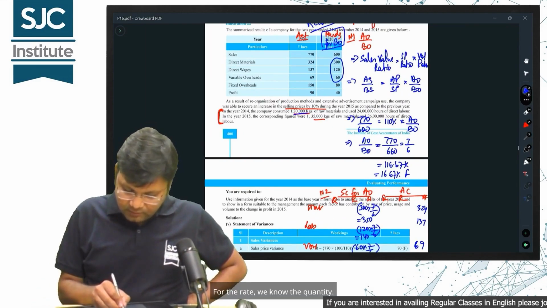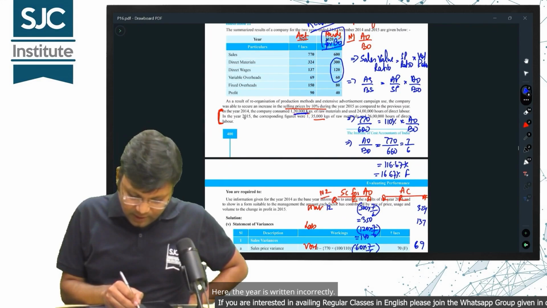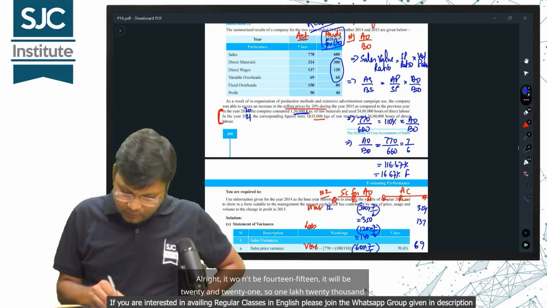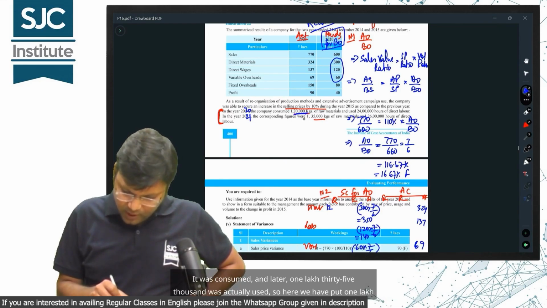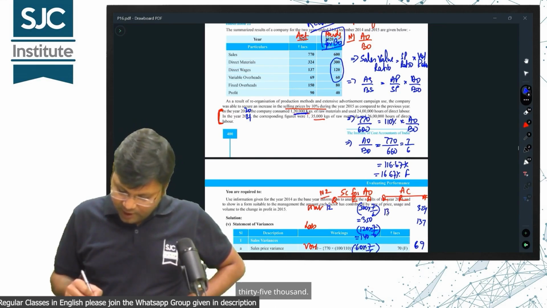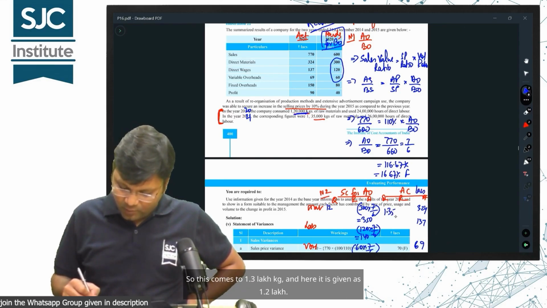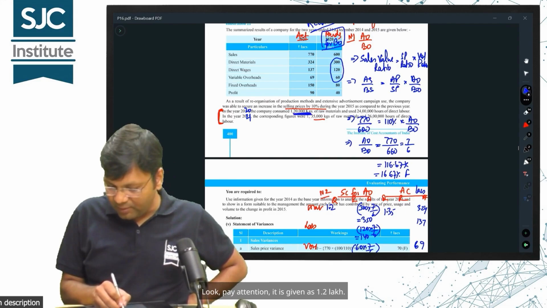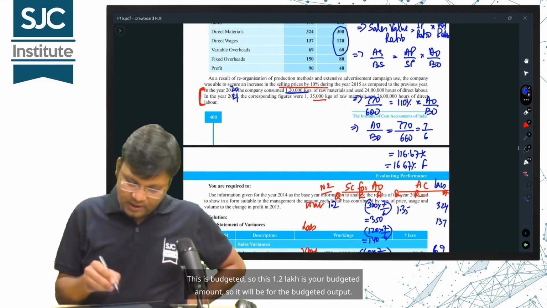For the rate, we know the quantity. 1,20,000. So 1,20,000 is the budgeted quantity. Here, the year is written incorrectly. It won't be 1415, it will be 20 and 21, so 1,20,000. Later 1,35,000 was actually used, so here we have put 1,35,000. So this comes to 1.35 lakh kg, and here it is given as 1.2 lakh. Look, pay attention, this is budgeted, so this 1.2 lakh is for the budgeted output.